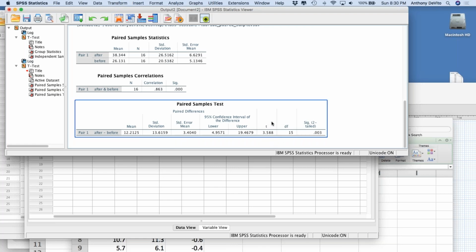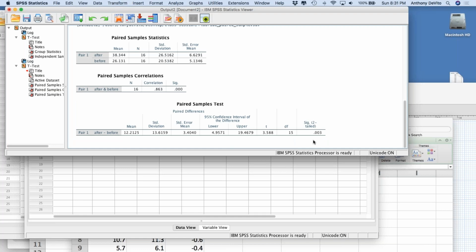We know t-critical was going to be roughly 2.1 or something like that, with 15 degrees of freedom. So we know that our t-value is bigger than t-critical, so we're going to reject our null hypothesis. But SPSS confirms that for us, telling us that the probability we'd be wrong if we rejected the null hypothesis is indeed less than 5%. In fact, it's less than 3%. So that's actually 0.3%. So we can reject the null hypothesis and accept the alternative hypothesis.